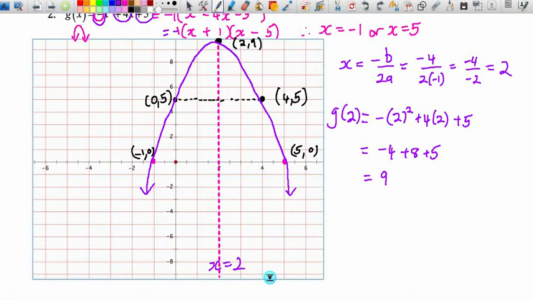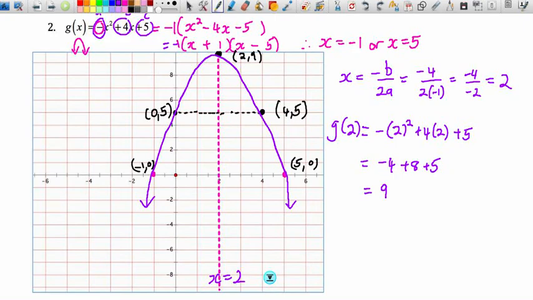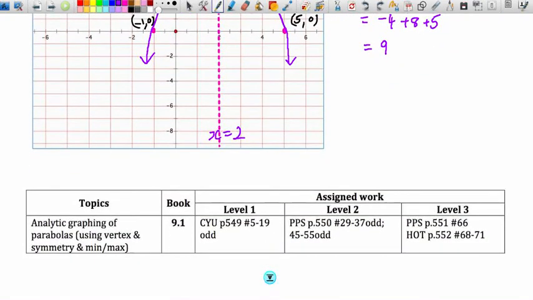Okay, and so make sure you have the correct answers for the 2 examples copied down, and now what you need to do is turn your attention to the assignment.